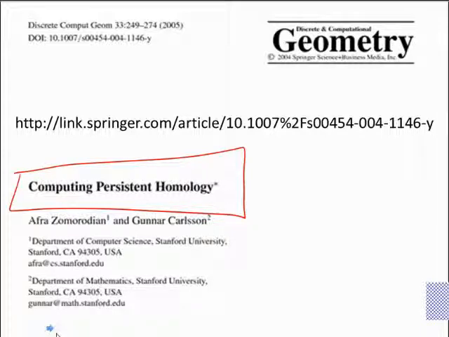So the computing persistent homology paper was published in 2005. The original persistent homology was defined in 2002 in relationship to data analysis. There were other papers that came out at similar times. You can see my website for links to those papers.